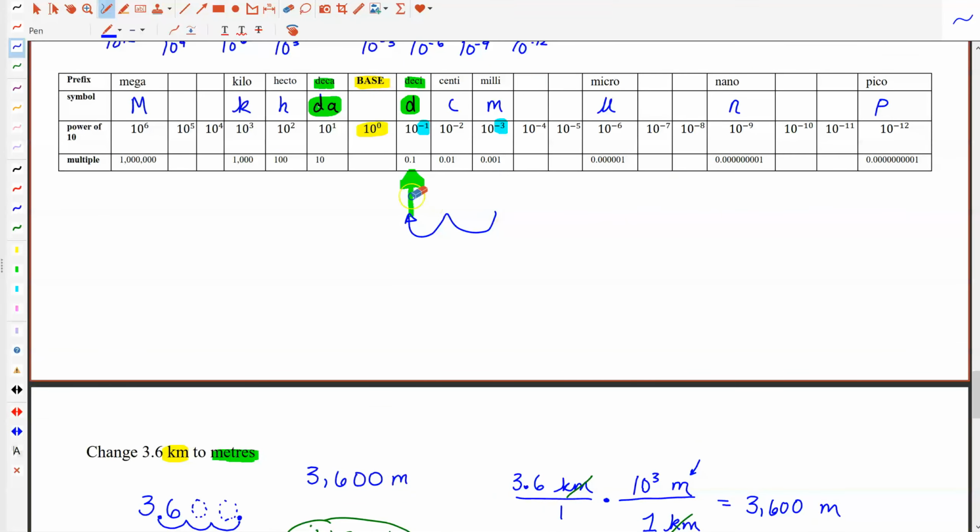Coming back up here to this table. I am in centimeters, which is right here. I want to go to decameters, which is right here. All right, so to get from centi to deca, it's 1, 2, 3 jumps to the left.